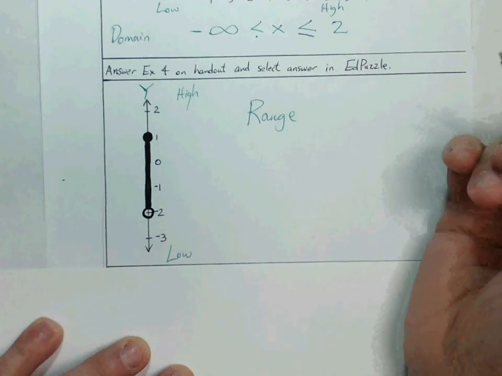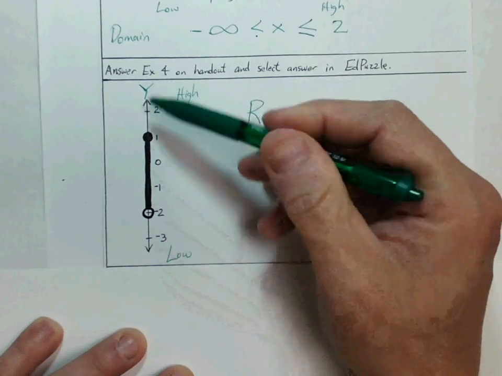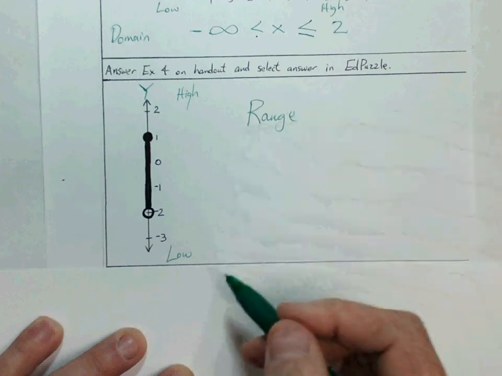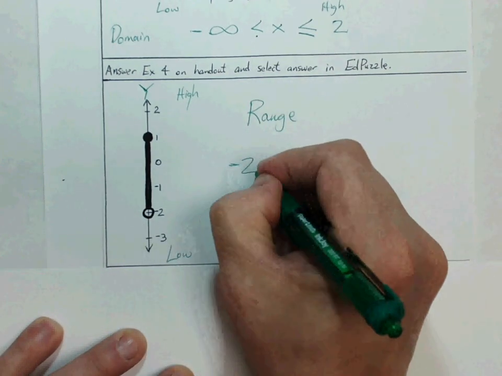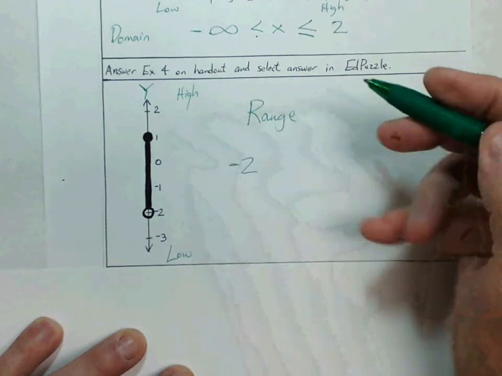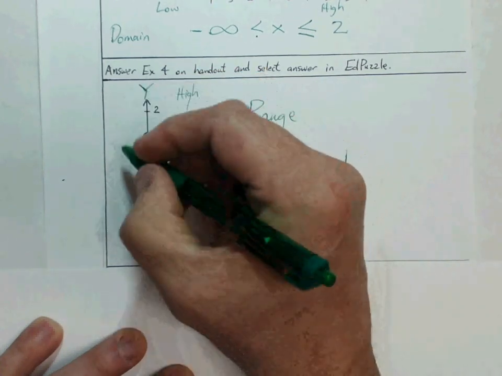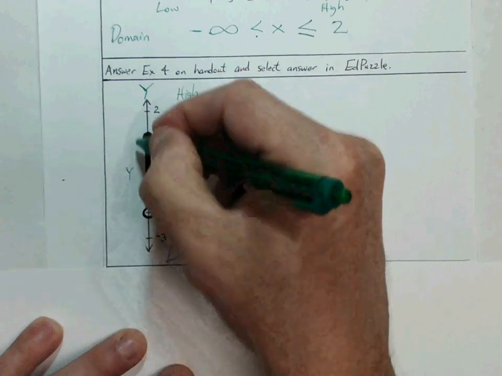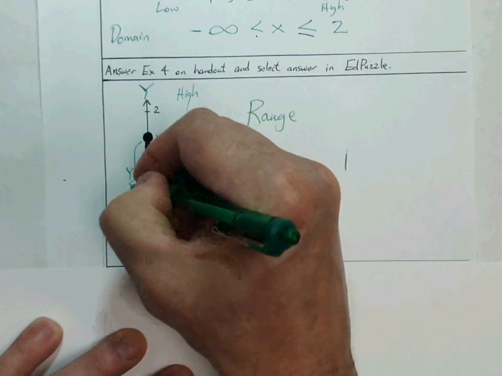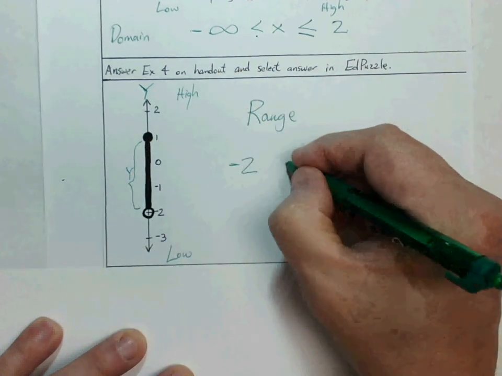Okay, so I'm still going to ask myself as I look along the y-axis, what's my low number? Well, my low number is negative 2. What's my high number? It's 1. What's in between? Well, on the y-axis, we're going to say all the y values are in between these two guys right here. So I'm going to put a y right there.